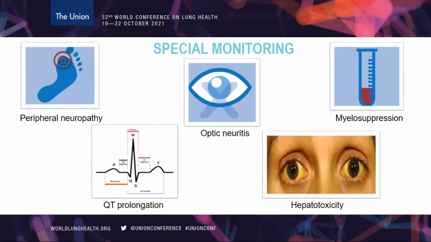These are adverse events that need special attention because of the drugs that are in the BPaL regimen. For example, peripheral neuropathy, optic neuritis, and myelosuppression are caused by linezolid. And the high dose of linezolid might also put the patients at risk, and special monitoring is needed for this.